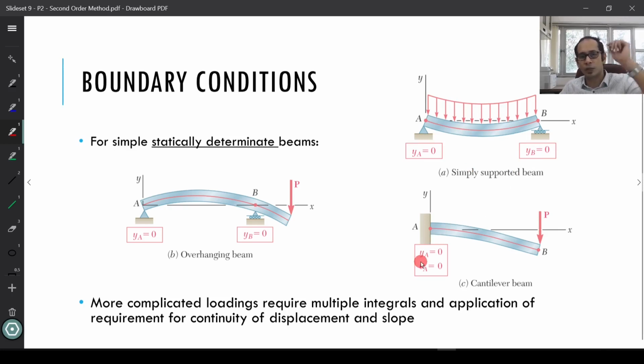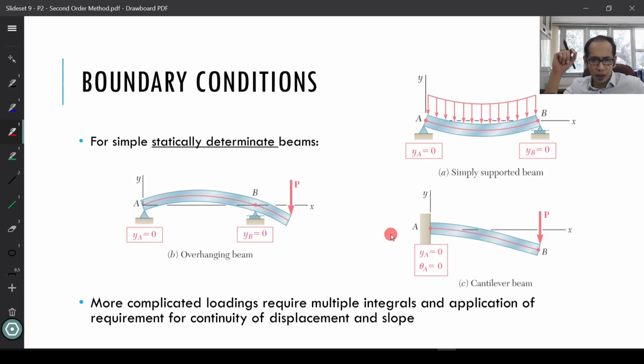We have an expression for the theta which depends only on your C1, right? And for this case, you see at the cantilever end, you have the deflection as 0 as well as the slope as 0. So these are some of the simple examples, but if you take a look at slightly more complicated examples with a variety of different kinds of loadings, then you have to have some expressions for the continuity of the displacement and the slope.